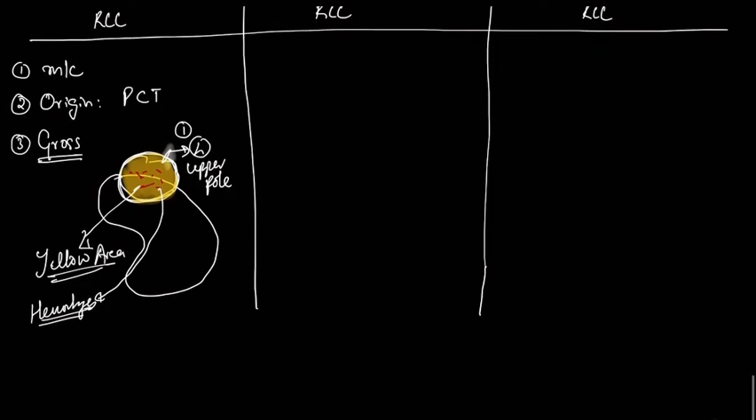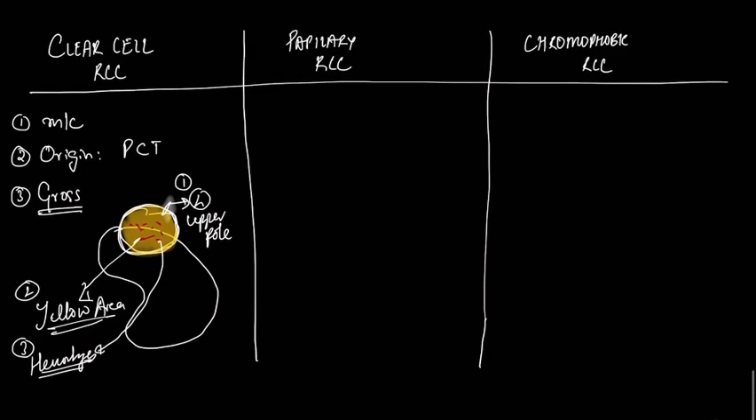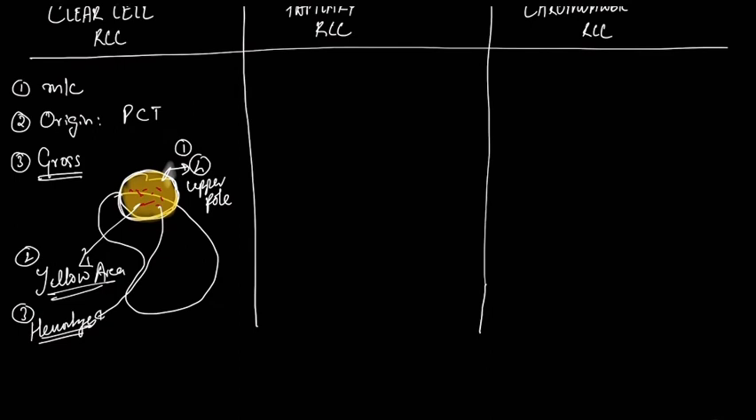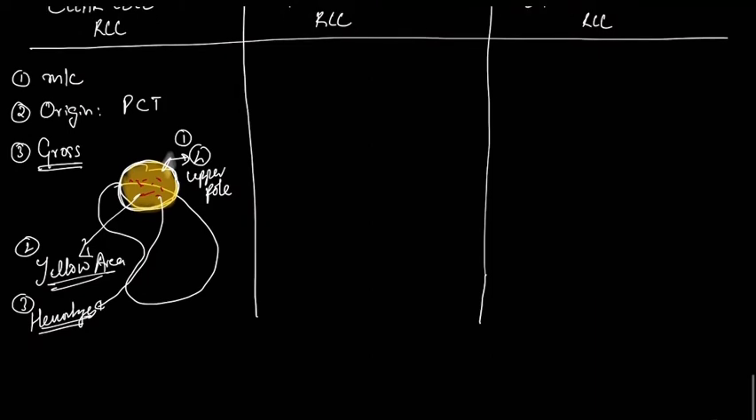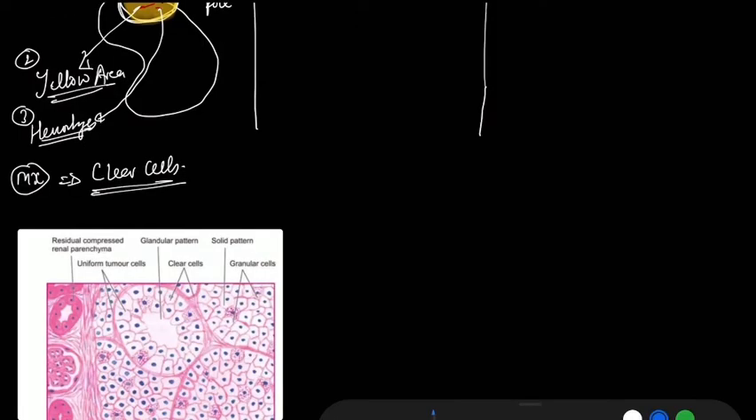So these are your 3 gross features of your clear cell renal cell carcinoma. Firstly, the tumor is located on your upper pole. We see a yellow area and areas of hemorrhage. Now under microscopy, we see clear cells. So coming to the microscopy, the histological features, we see your clear cells here.